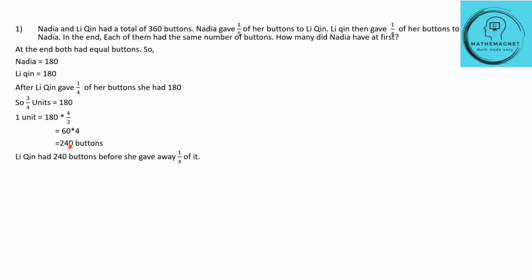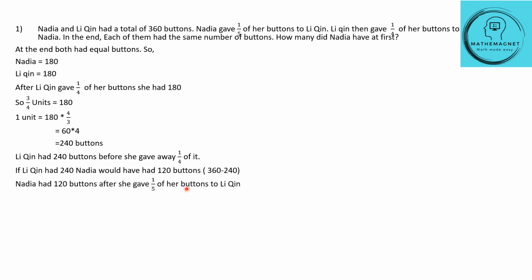Now, how did Leakin have 240 buttons? That is because Nadia gave her 1/5 of her buttons. Now, if Leakin had 240, Nadia would have had 120 buttons, right? Because totally they had 360 buttons. So if Leakin had 240, Nadia should have 360 minus 240, which is 120 buttons.